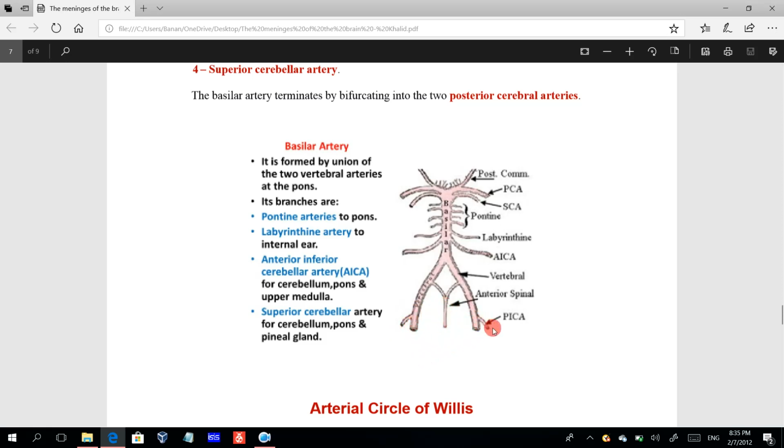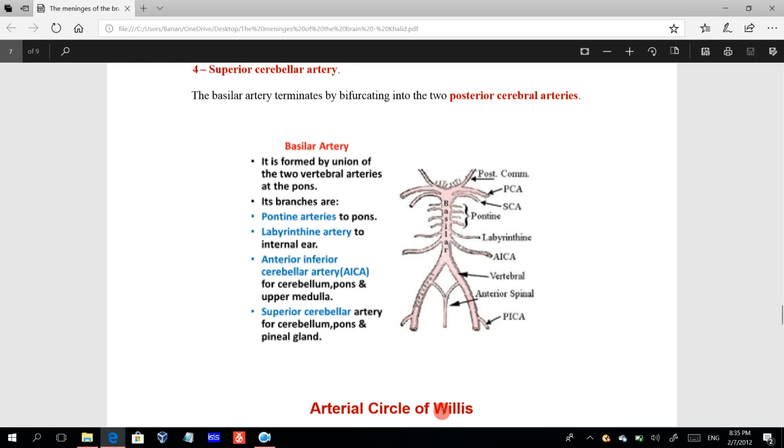The first branch is the posterior inferior cerebellar artery, PICA. The second branch is the anterior spinal artery, and as we said, a branch from the right vertebral artery and another branch from the left vertebral artery. They fuse together to form one artery, and this descends along the anterior aspect of the spinal cord, giving blood supply to the anterior two-thirds of the spinal cord.